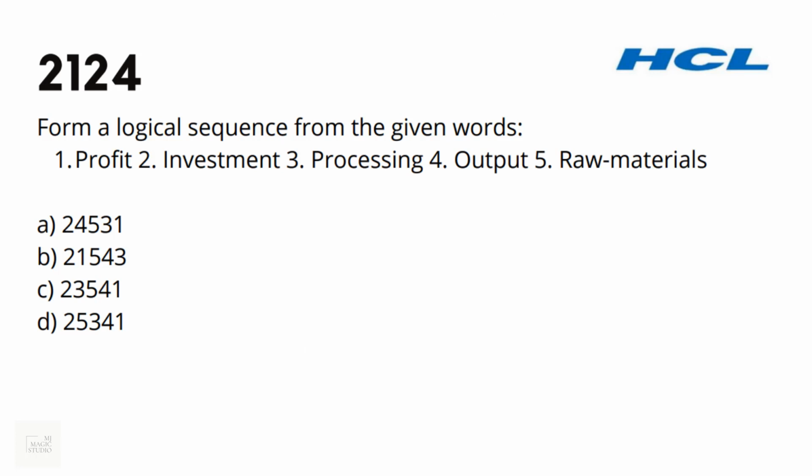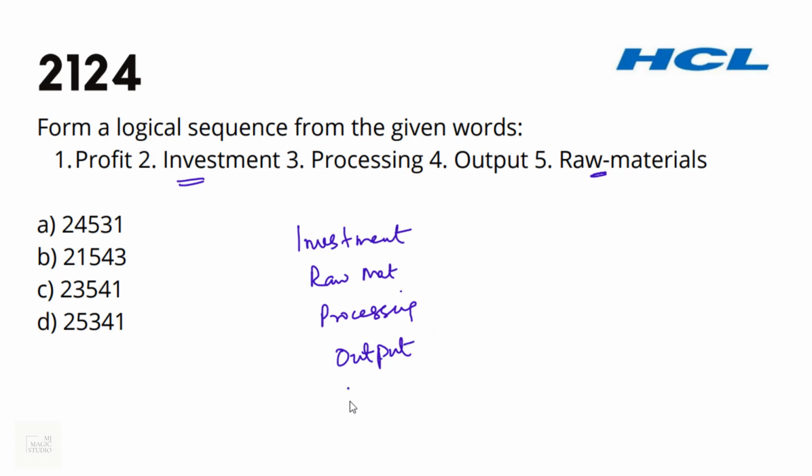Okay, another one, to form a logical sequence, we have profit, investment, processing, output, raw material. It looks like a production process. So to start a production process, we should invest first. Investment should be made, and then raw materials to be purchased. They need to be processed. Then you will get output, which if you sell, then you will get revenue from where you can earn profit.